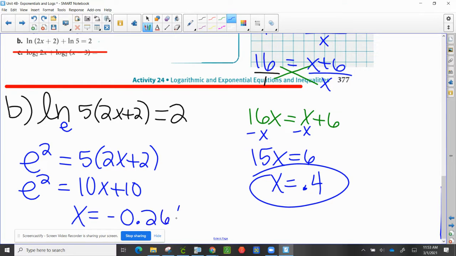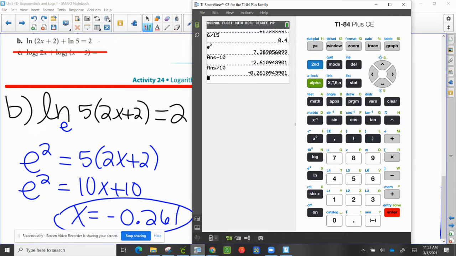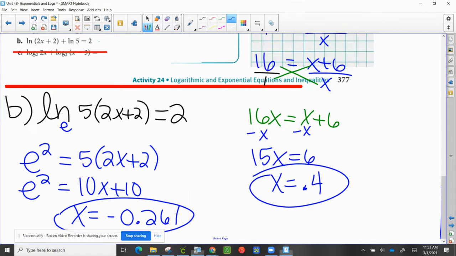Okay, so again, I can show you my work in the calculator one more time. Okay, but all I did was do e squared, my left side, and then I just did my 2 steps in the calculator. So I subtracted 10 first, then divided by 10.